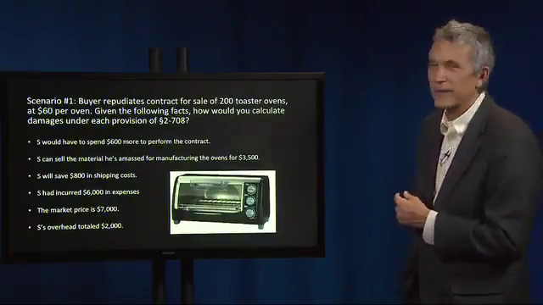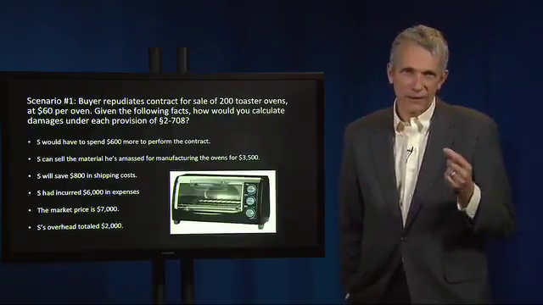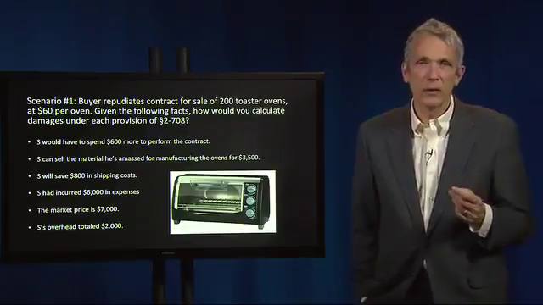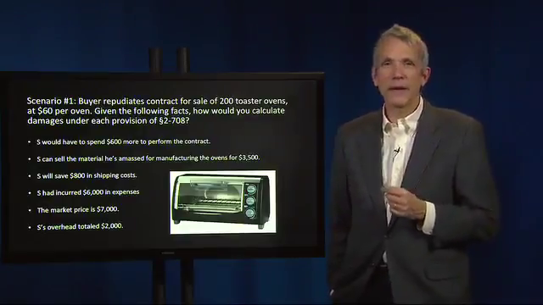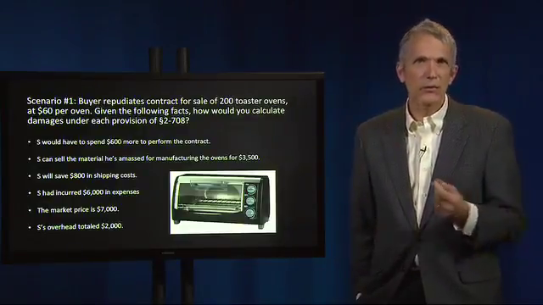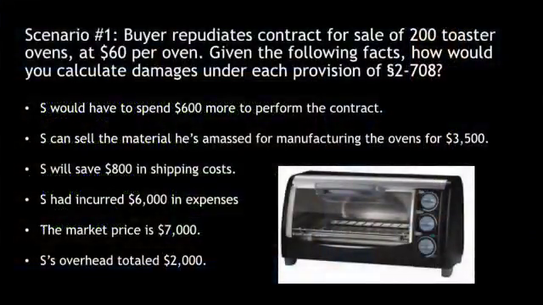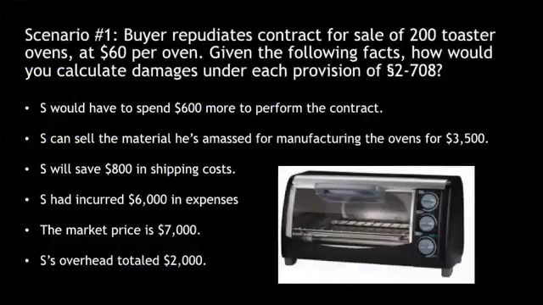Let's consider a hypothetical. Imagine a seller, Smergo, entered into a contract with a buyer, Bisco, whereby Smergo would manufacture and sell 200 toaster ovens to Bisco for $60 per oven, for a total of $12,000. Bisco repudiates the agreement while Smergo is manufacturing the ovens. Because the market for toaster ovens is dismal, Smergo stops manufacturing them. Smergo sues and proves the following facts.